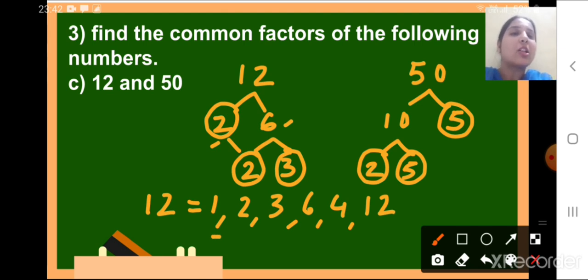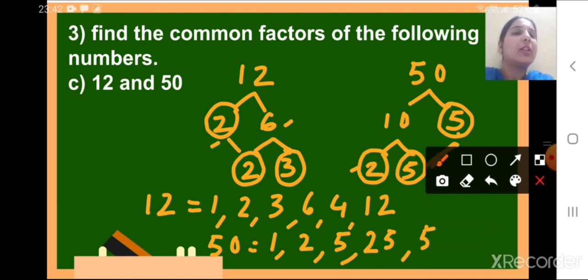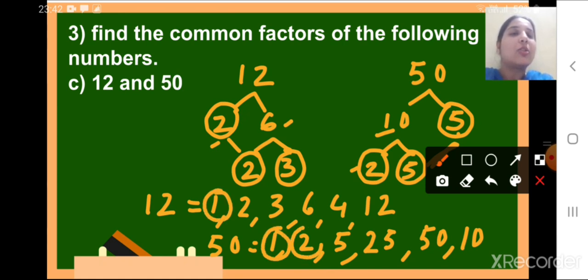And what will be the factors of number 50 here? It will be 1, then 2, then 5, then 5 5s are 25, and then 50 itself, and 10 as well. 10 5s are 50, isn't it? There you can see 10. So what are the common factors here? 1, 2, and is there any other common factor except 1 and 2? No. So what are the common factors of 12 and 50? They are 1 and 2.